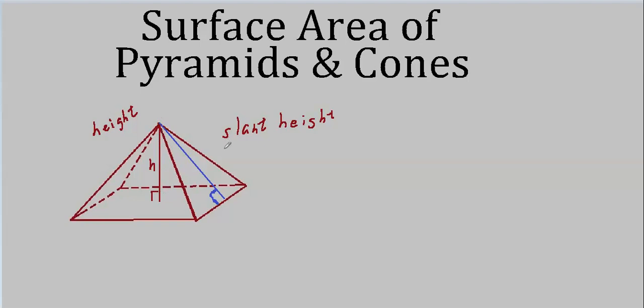What about this? Slant height. So what we're calling the slant height of a pyramid, that's what we used to call the altitude of this triangle. In other words, we have a triangle here that forms one face of this pyramid. The slant height is the altitude of that triangle. It's called a slant height, I guess, because the triangle itself is slanted.